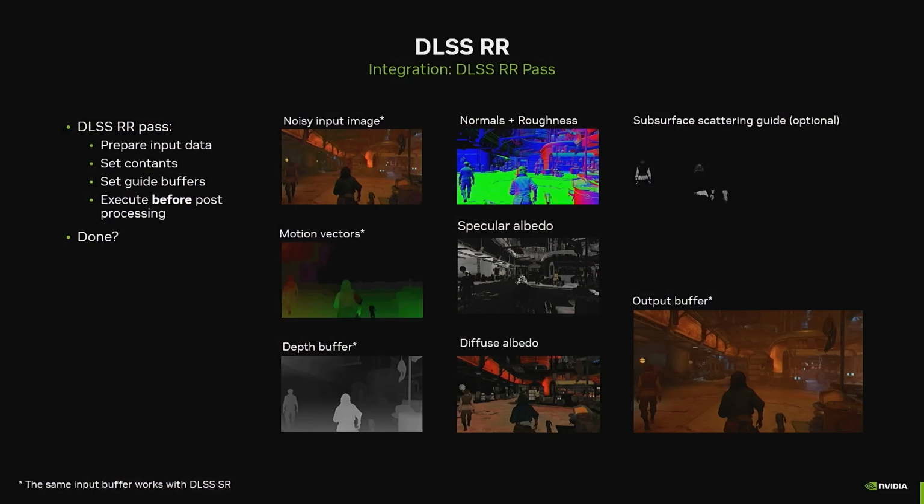So let's now look into how to actually implement the DLSS RR pass. This is pretty similar to DLSS SR if you were already familiar with it. These are the input buffers that you will need, and there are a few optional ones depending on what you have in your engine. In Snowdrop, we use this. There is the noisy input image, which is the final lighting, then motion vectors, depth buffer, normals and roughness, which can be together or separate, specular albedo, diffuse albedo, then some optional buffers such as a subsurface scattering guide, and then your output image in the output resolution.